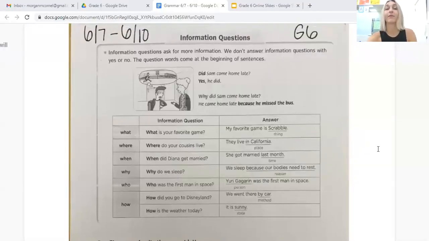So information questions ask for more information. We don't know. We don't answer information questions with yes or no. We answer with the information that is asked, of course. So the question words always come at the beginning of the sentence.